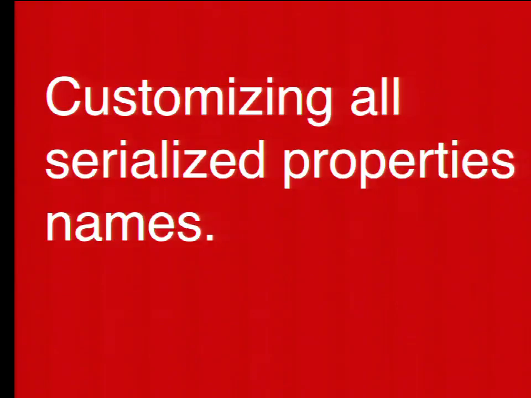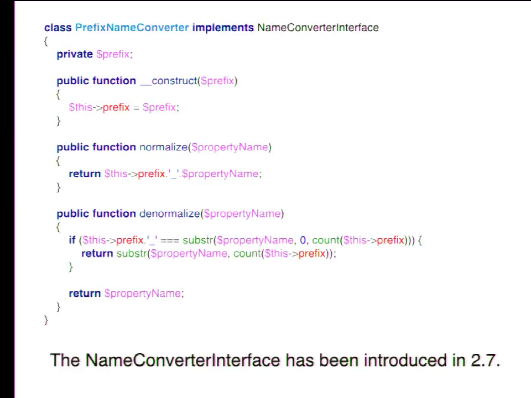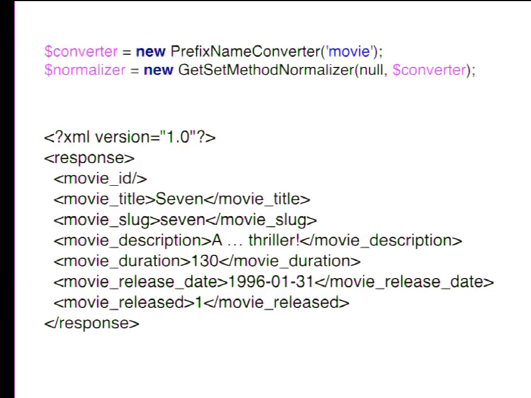In fact, you can even customize that. You can create your own name converter. In this example, we create a name converter that prefixes the serialization of each of these properties with the name of the class. You can create this on your own, just implement the name converter interface, which was introduced in Symfony 2.7. You make an instance of the prefix name converter you created, pass in the prefix you want, and set up your normalizer. If you then serialize that, you would get everything prefixed with movie underscore.